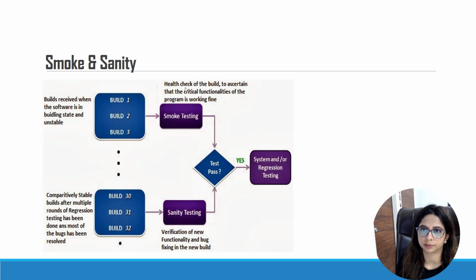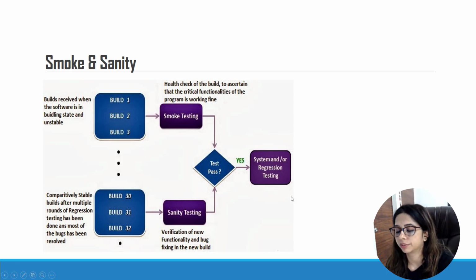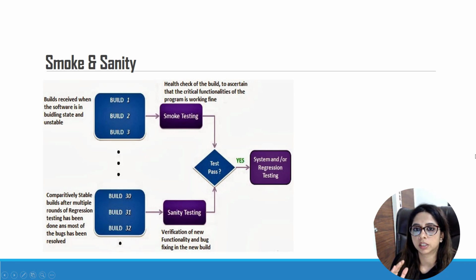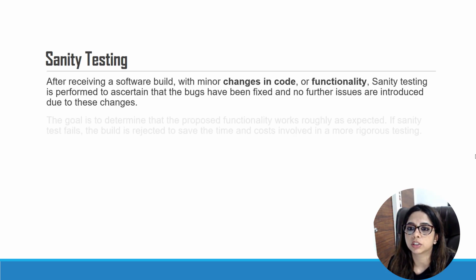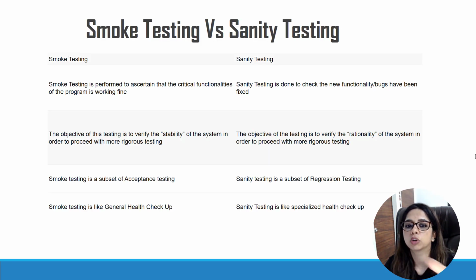And here in sanity, when the build is very stable, you're performing sanity to make sure the functionality and the bug fixes are all working fine in and out. Everything is perfectly fine, nothing is breaking. So that is the difference. Smoke is actually happening at the very initial phases. I'll just quickly show you a tabular difference, smoke and sanity.